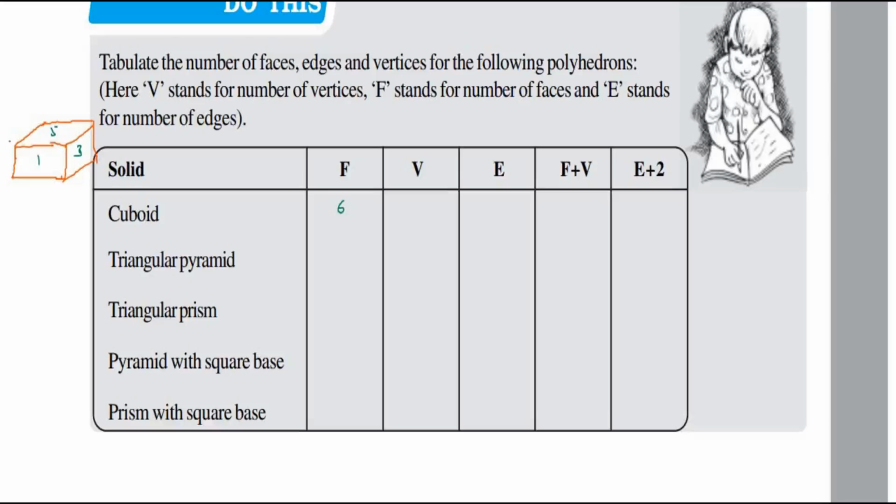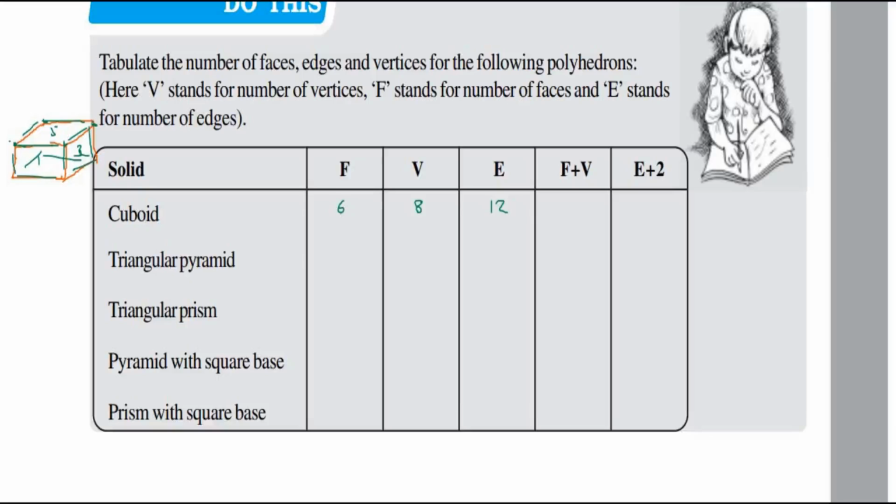How many vertices will it have? So vertex would be the points, right? So 1, 2, 3, 4 at the top, and similarly 4 at the bottom. So 8 vertices. And how many edges will we have? So how many line segments are formed? You see. So 1, 2. Same way 3, 4. Right? Same way 5, 6, 7, 8, and 9, 10, 11, 12. So it has 12 edges.